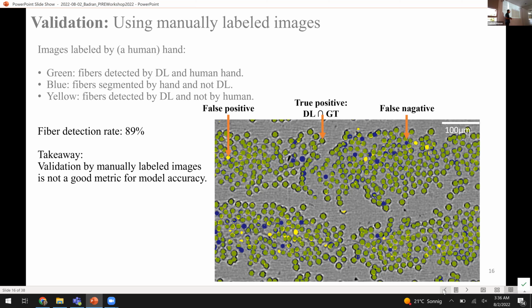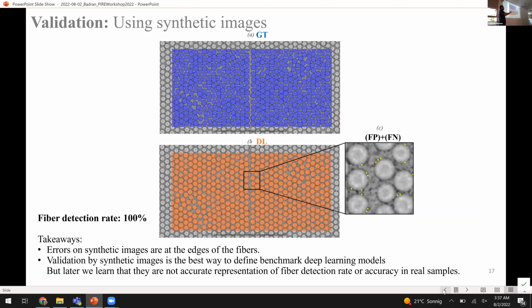So you could see quite a discrepancy of this method, where this is the method that trains your model. How is it that wonky? It becomes a little bit worrying. And overall, you have about 89% of the fiber detection rate. So a big takeaway from here before I move to the other method is that validation by manually labeled images is not really a good metric for model accuracy. And this is what a lot of material scientists have been relying on. If you talk to the computer scientists, they're like, throw manually segmented images to the trash and let's do all synthetic images.